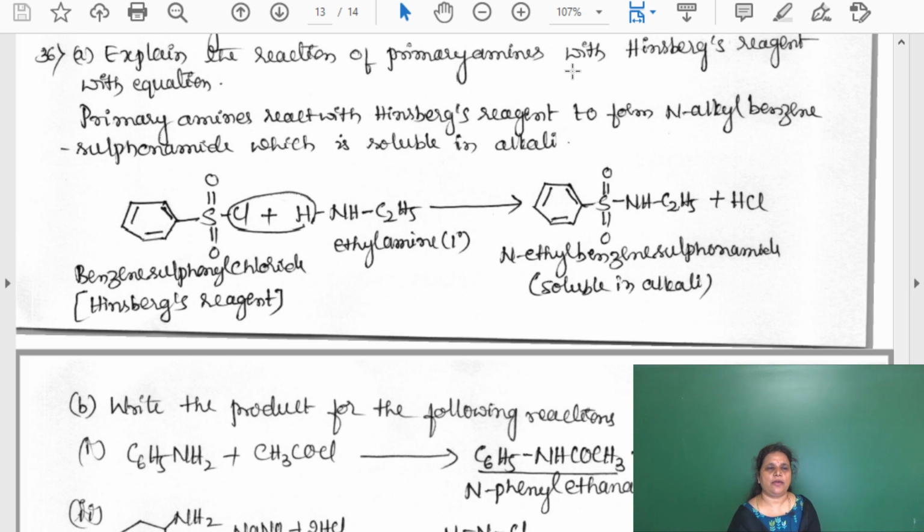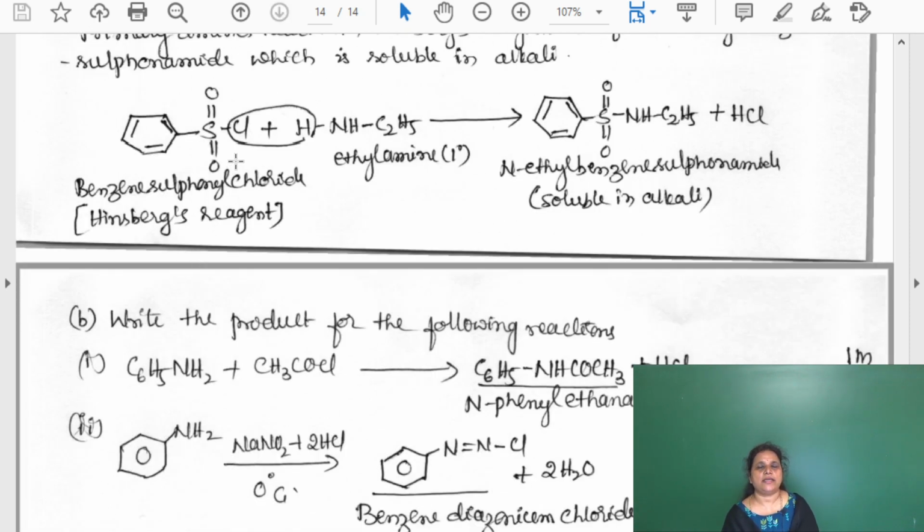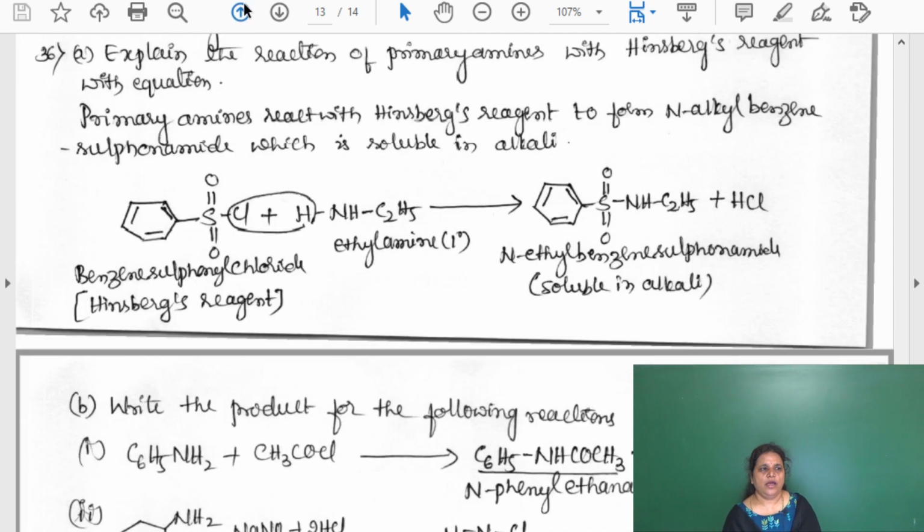Explain the reaction of primary amines with Hinsberg's reagent with equation. As we know, Hinsberg's reagent is nothing but benzene sulfonyl chloride, which is used to distinguish primary, secondary and tertiary amines. So here the primary amine reacts with Hinsberg's reagent to form N-alkyl benzene sulfonamide, that is the product, and it is soluble in alkali. Writing the explanation and this equation carries 1 plus 1, 2 marks.